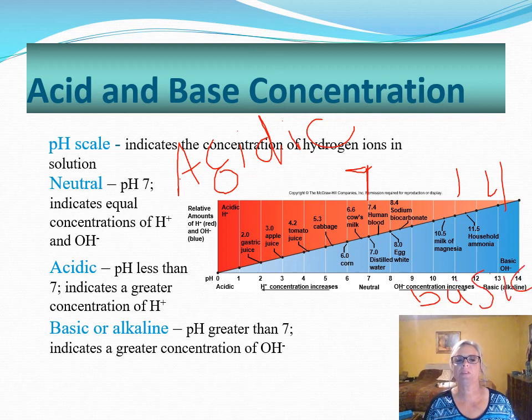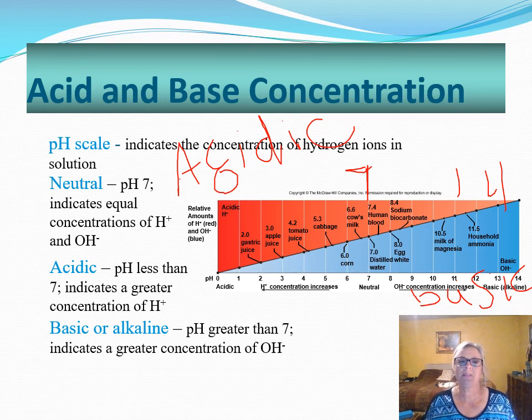And so there's some different substances on there. You can see gastric juice, apple juice, tomato juice, cabbage, milk, blood, sodium bicarbonate, which is baking soda, milk of magnesia, ammonia. So you can see the range of things from very, very, very acidic with a lot of hydride H+ ions, or very, very basic with a lot of OH or hydroxide ions. A lot of times too, people think that an acid is worse than a base. That is not true. They are both very, very caustic substances. They are very, very strong.